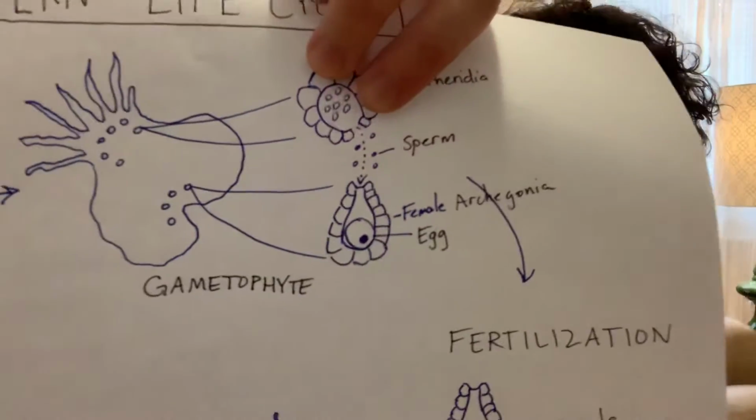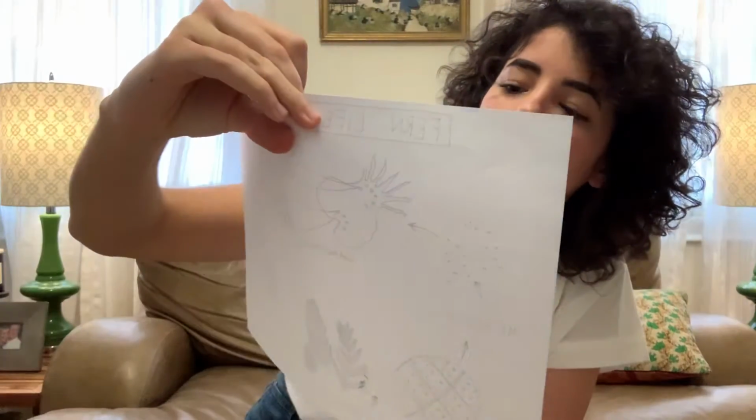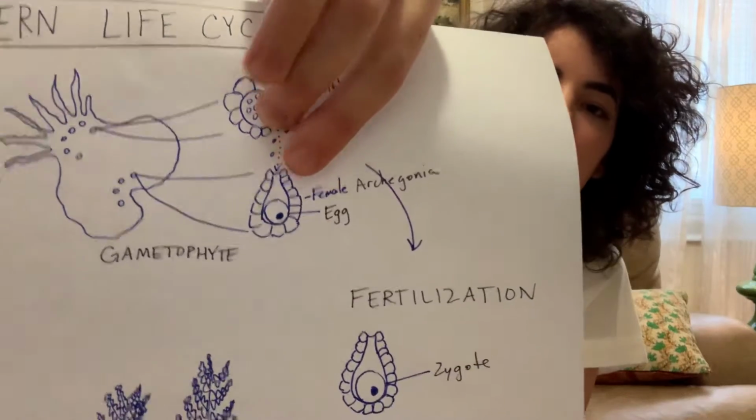So the male, just like for bryophytes, is called the Antheridia, and the female is called the Archegonia. The male Antheridia produces the sperm, and the female Archegonia produces the egg, and if it's moist enough, the sperm will fertilize the egg. So when the sperm enters that Archegonia, is that right? Yes. When the sperm enters the female Archegonia, it fertilizes the egg.